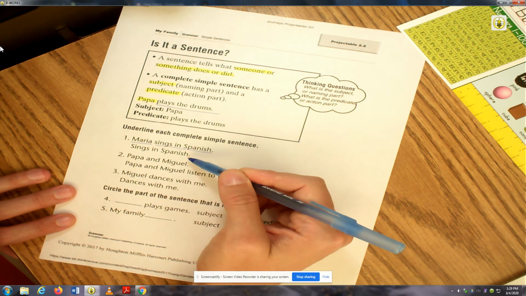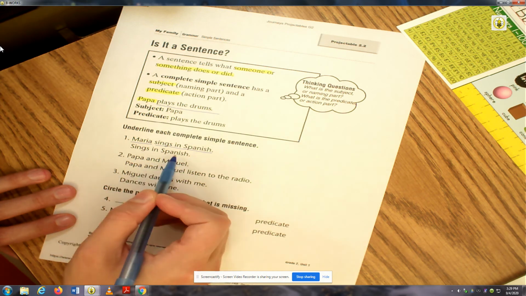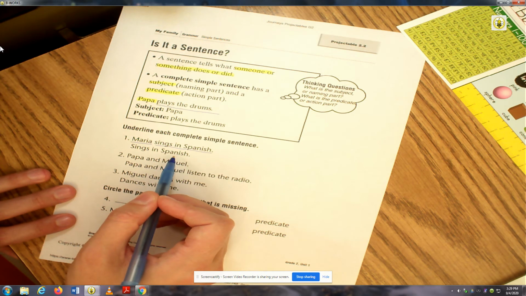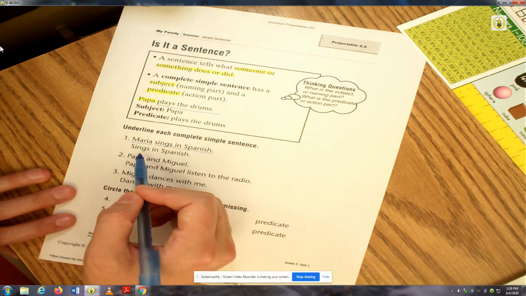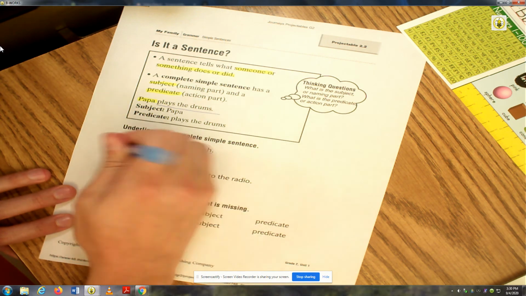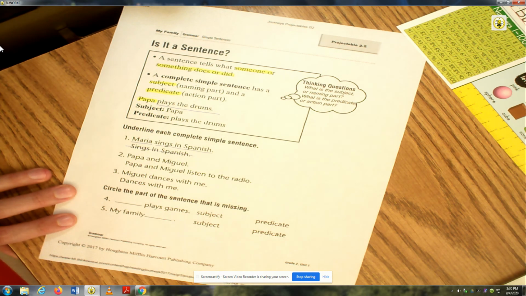If we look at the next sentence, this sentence just says, sings in Spanish. Something's missing in that sentence. It's not a complete sentence. Do you think you know what's missing? That's right. There's no subject in that sentence. We don't know who sings in Spanish. That is not a complete sentence.